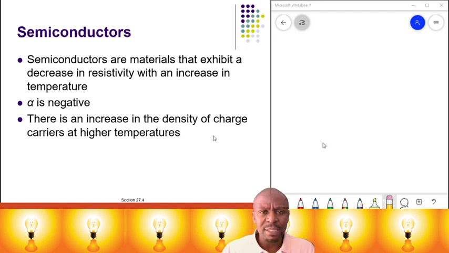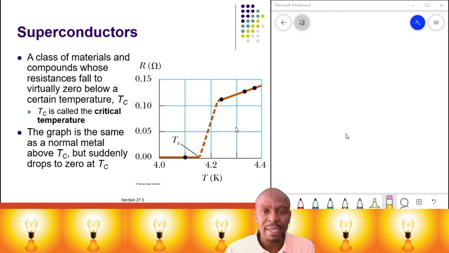Right, the semiconductors are materials that exhibit a decrease in resistivity with an increase in temperature. Now, alpha is negative. There is an increase in the density of charge carriers at the higher temperature.